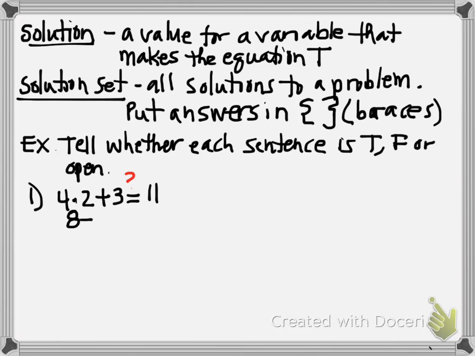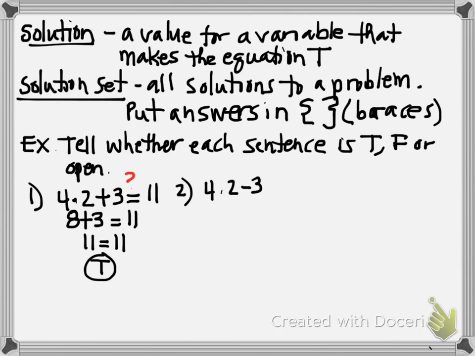So 4 times 2 is 8, and 8 plus 3 is 11. Since 11 equals 11, we say that's true. Alright, well what about 4 times 2 minus 3? Will that give me the answer 3?